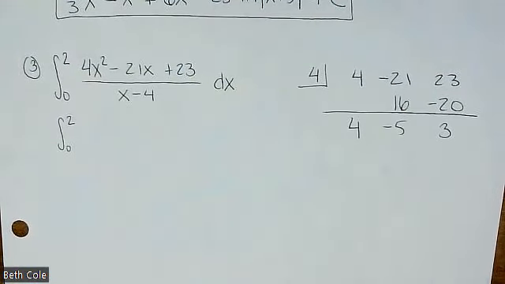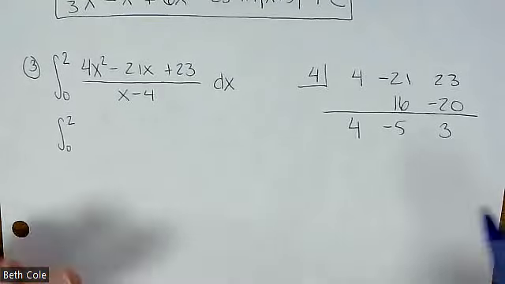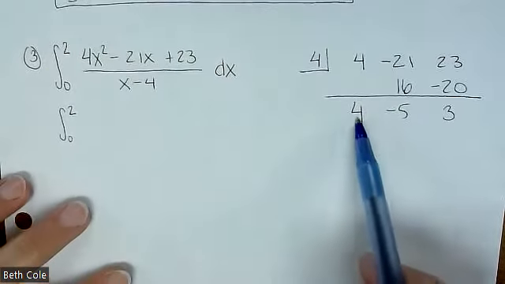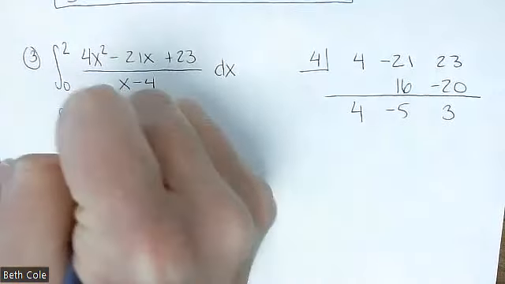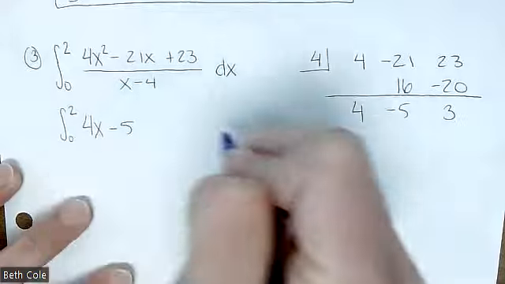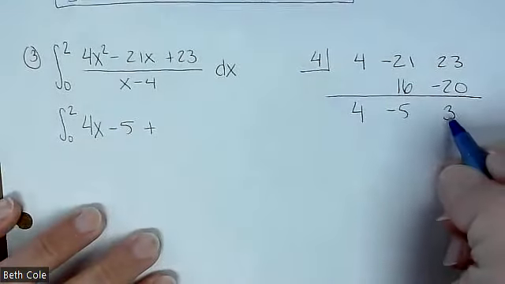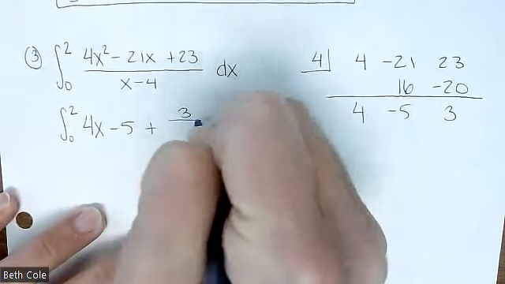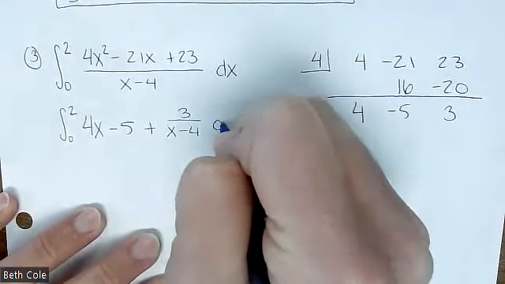Now, you don't have to change the boundaries. That's only for a u substitution because you're changing from x to u values. So you can leave them the same and you're going to go down a degree. So it'll be 4x minus 5. And then you tack the 3 on at the end. It's 3 over x minus 4.